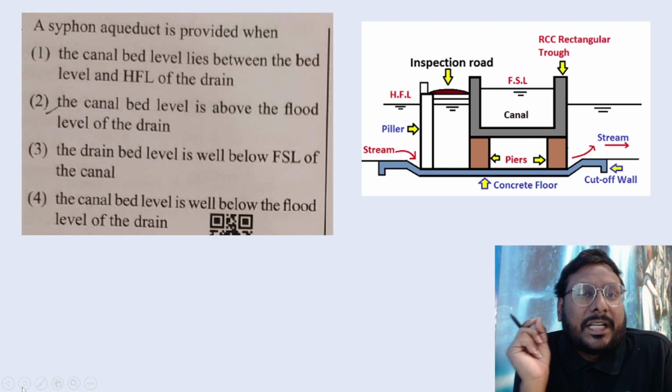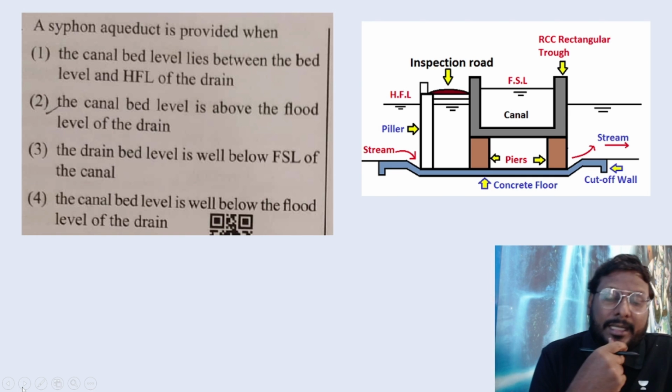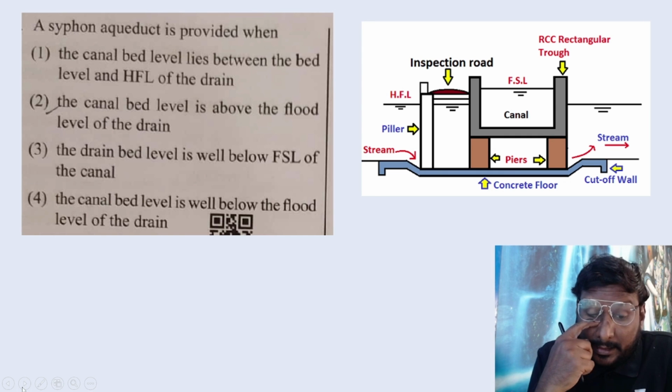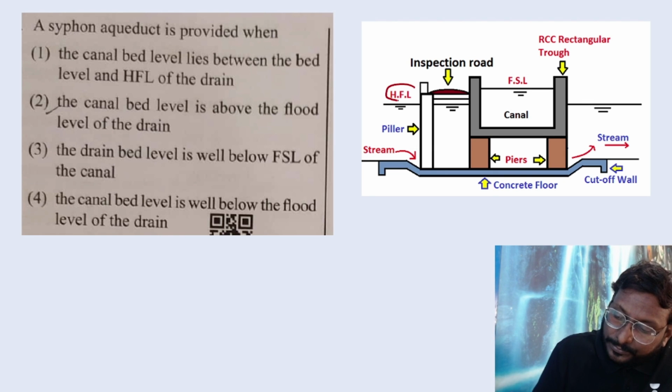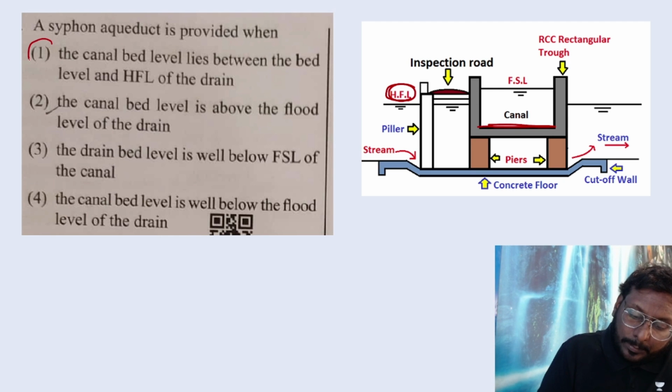A siphon aqueduct is provided when. So this is the picture we discussed in the full length course. Siphon aqueduct is required when the canal bed lies between bed level and HFL of the drain. See, this is HFL. This is canal bed. It lies between bed level and HFL of the drain. So you can go with option 1.